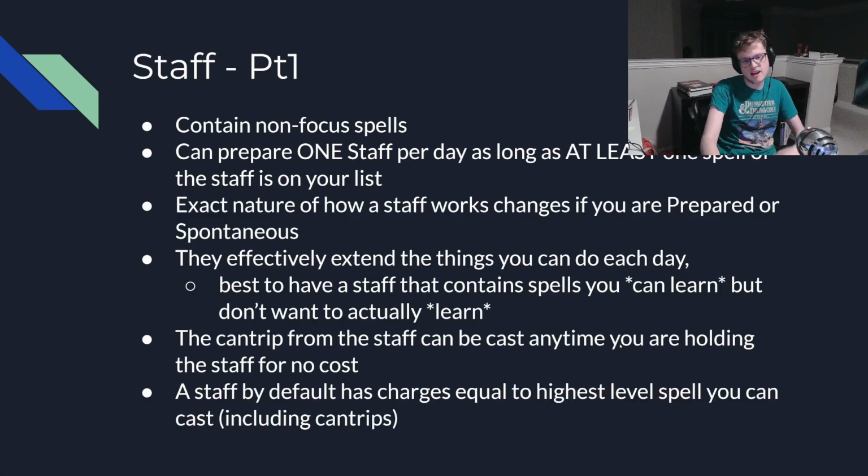Staff by default has charges equal to the highest level spell you can cast, including your cantrips. So usually it's that same formula of character levels divided by 2 round up, which, nah, I'm just going to call that your max spell level.